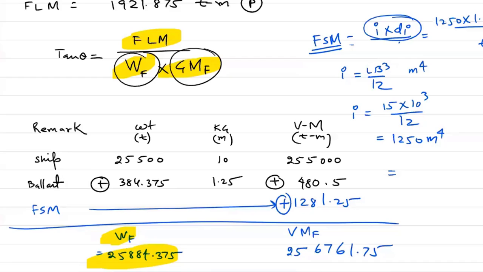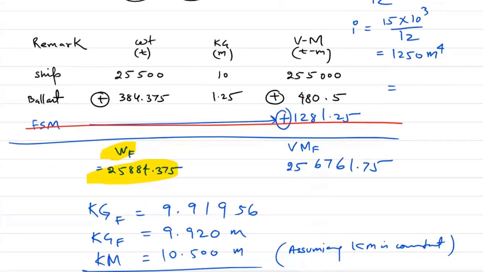Now, suppose you don't want to do it this way. There is no need of FSM, you can calculate without FSM. How much is that? So FSC. 25500 plus 480.5, the one which we were discussing, 255,480.5. Correct? So KG solid, that is the final one, how much will it come to?